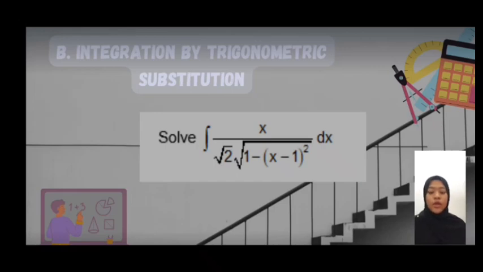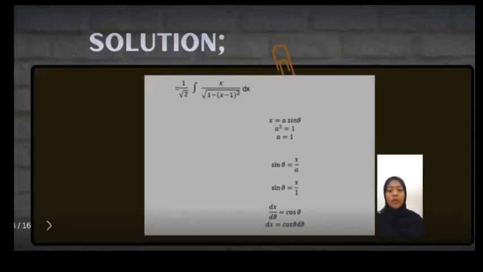Today I will explain to you about the trigo substitution. The question is to solve integrate x over square root of 2 times square root of 1 minus (x minus 1) square dx. First thing first, we need to separate the constant from the equation, which will leave us with 1 over square root of 2 times integrate x over square root of 1 minus (x minus 1) square dx.